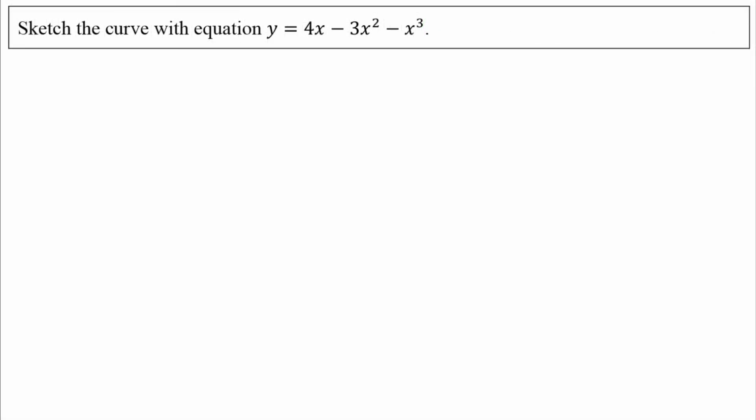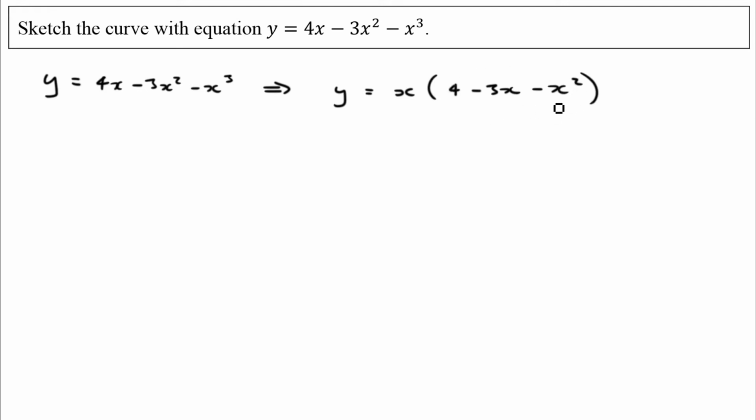Here is an example where we have to do a bit more work ourselves. Sketch the curve with equation y equals 4x subtract 3x squared subtract x cubed. Because this is not factorised, it's quite difficult to understand some features of it. So let's see if we can do any factorising ourselves. If y is 4x subtract 3x squared subtract x cubed, then by factorising an x out of this, we can see that y is x into 4 subtract 3x subtract x squared. And maybe we can factorise this piece on the end as well.